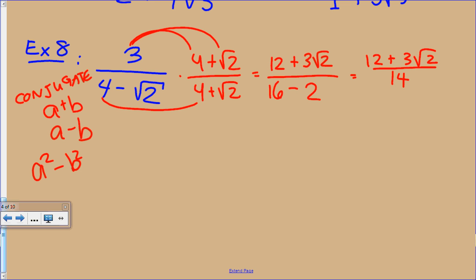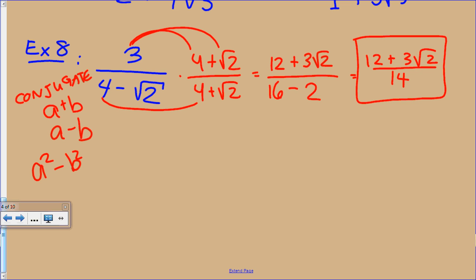All right. I can take 12 and divide by 14, right? I can, but what else would I have to do? Divide by 3 as well. Can I do that one? No. So this is my answer and we'll be done.